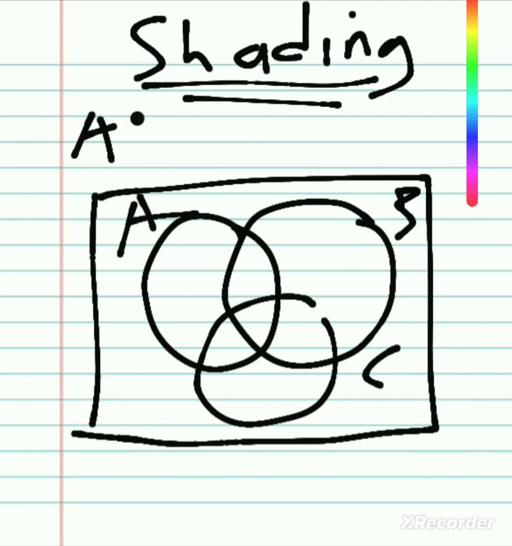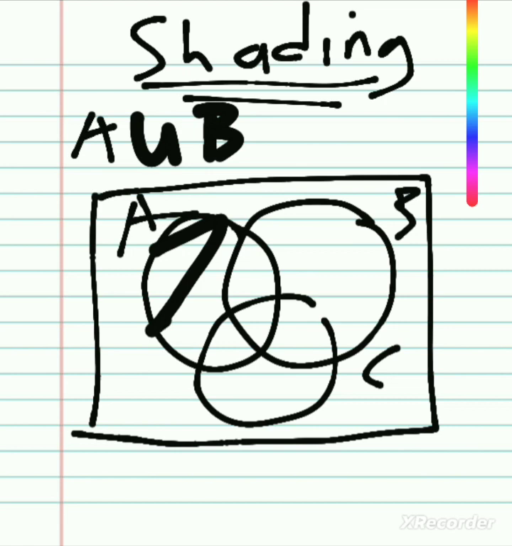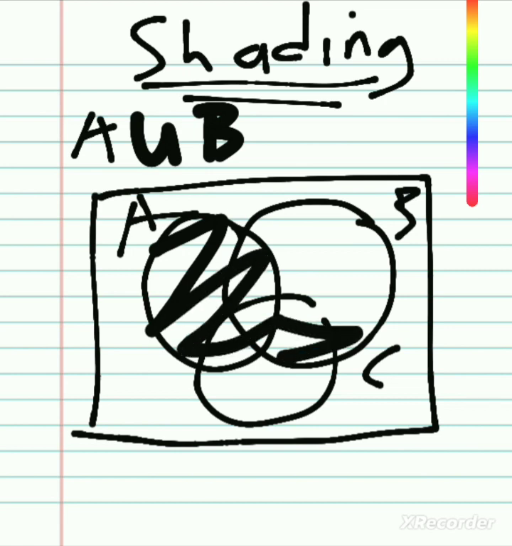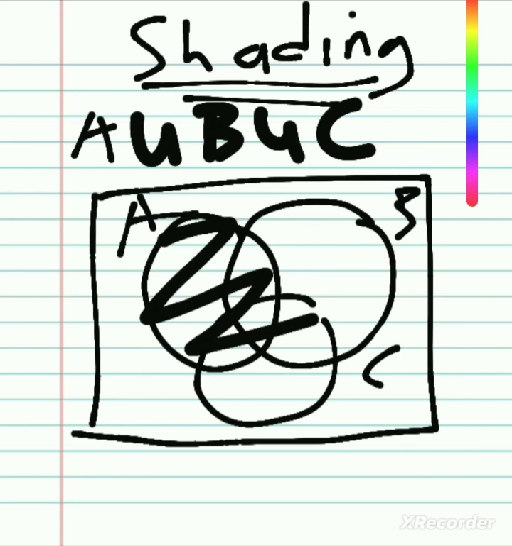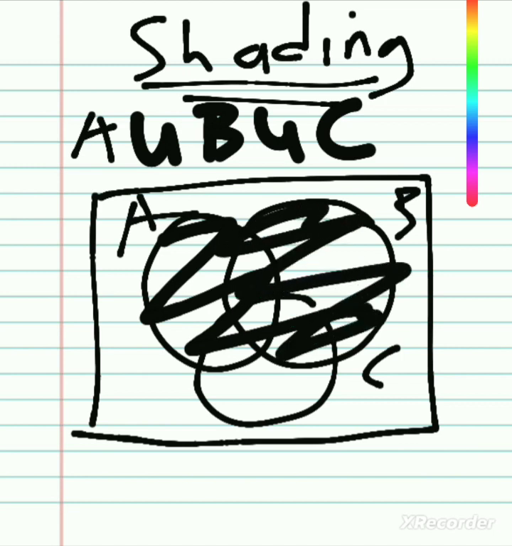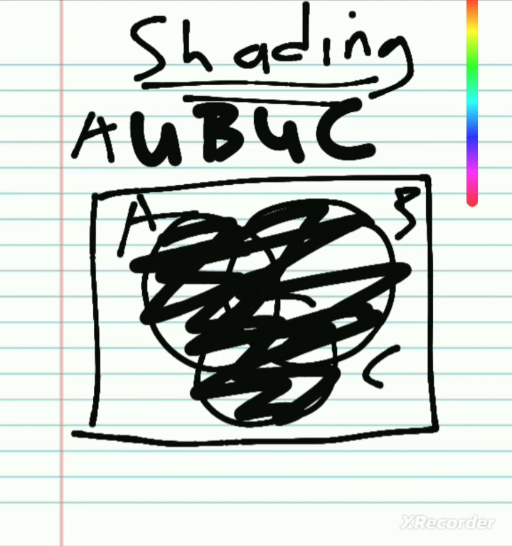But what if they ask you to shade A union B? So union means putting together or joining. So they are saying shade A and shade B. That's what they're saying. So we're talking about shading A and also shading B, like this. So this is A union B. Then if they say A union B union C, they are saying shade A, shade B, shade C. So we're talking about this. So this is A union B union C.